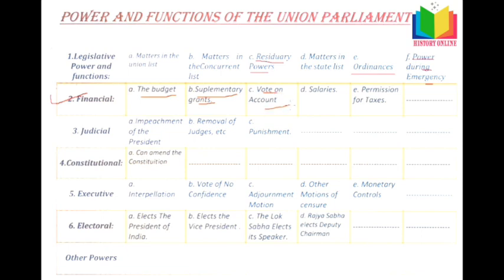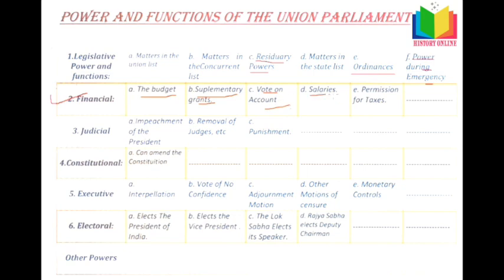The next point is vote on account. What is vote on account? If the Union budget is not passed before the beginning of the new financial year, that is April 1st, there would be no money for the executive to spend. There is therefore a device known as vote on account, which authorizes the executive to draw funds from the consolidated fund until the budget is passed by the Parliament.